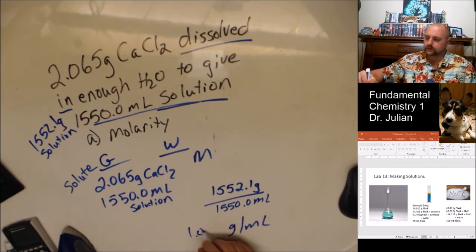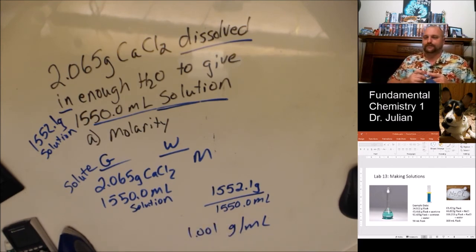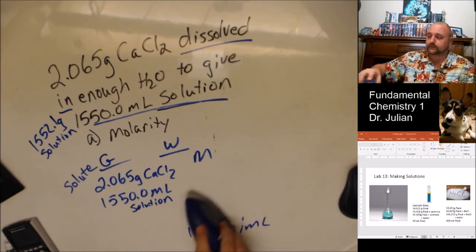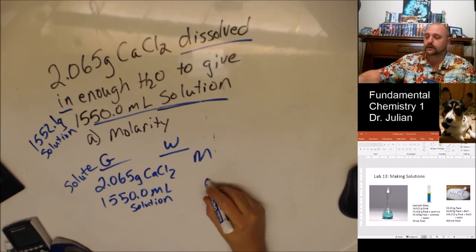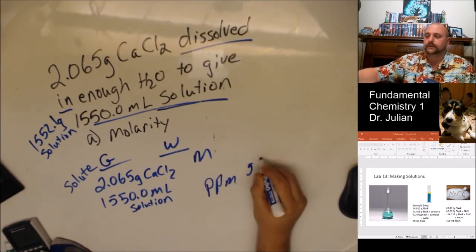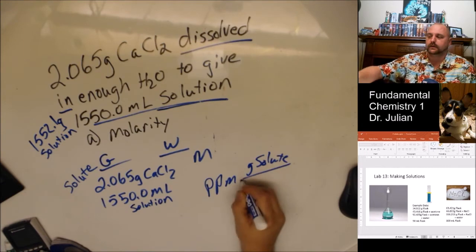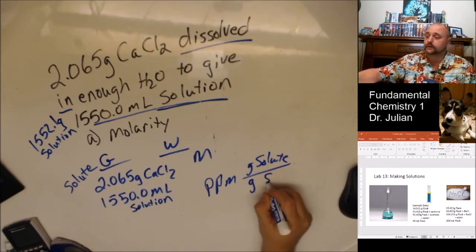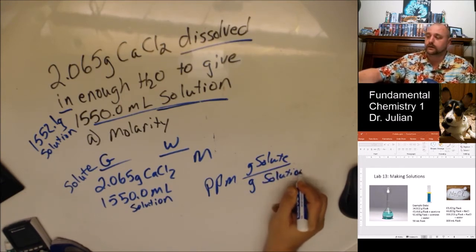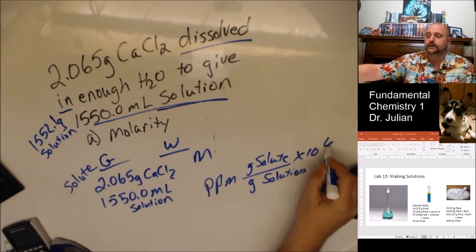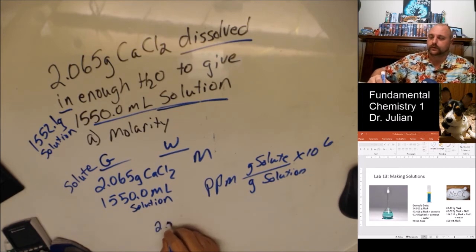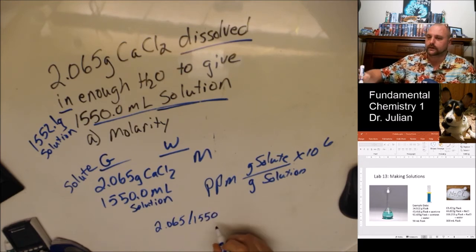Around 1.001. Alright, easy enough. Then it asked me to find the ppm. The ppm is grams of solute over grams of solution. They gave that to me over here in B, right? And then times 10 to the 6. So 2.065 divided by 1550.0. Now, here's the problem.